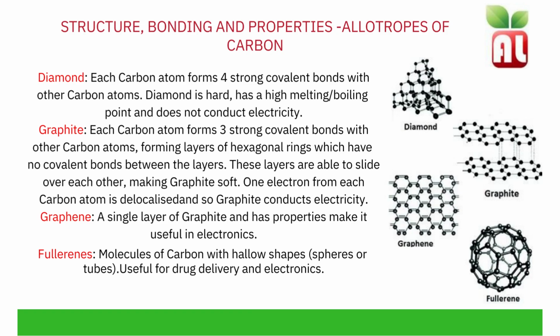Firstly, it's important to understand the bonding of carbon. Carbon is in group 4 of the periodic table. It has 4 electrons in its outer shell and will want to form 4 covalent bonds to obtain a full outer shell of electrons. In diamond, each carbon atom forms 4 strong covalent bonds with other carbon atoms.